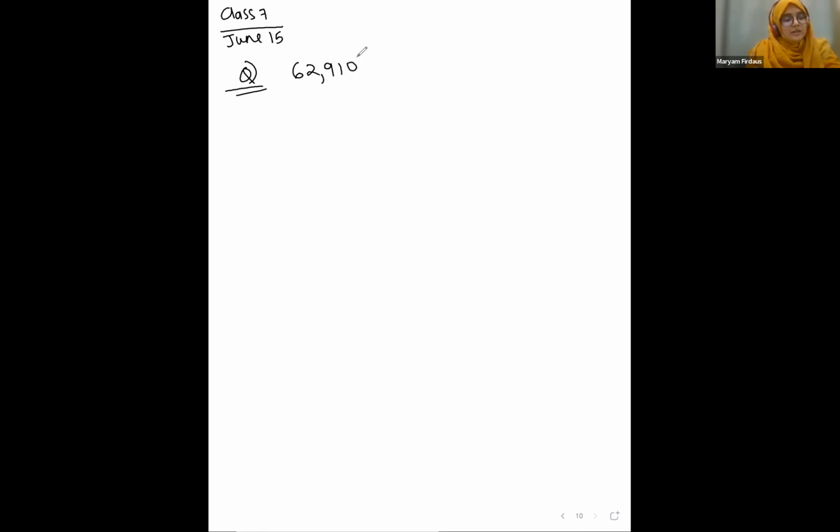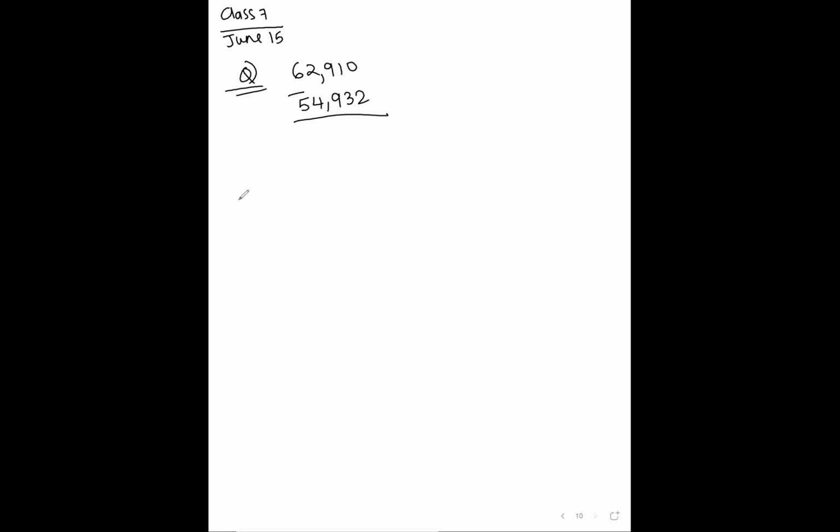62,910 minus 54,932. Okay, what is the answer? 8,022. Okay, you are saying the answer is 8,022.